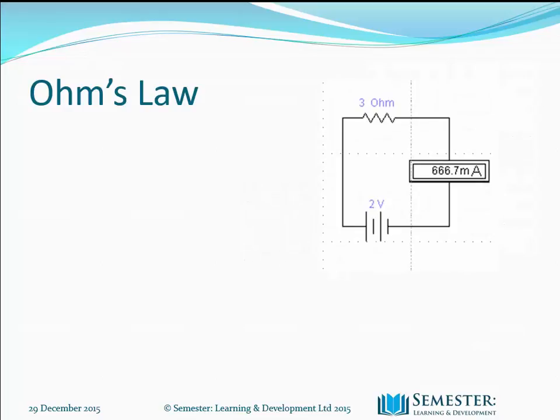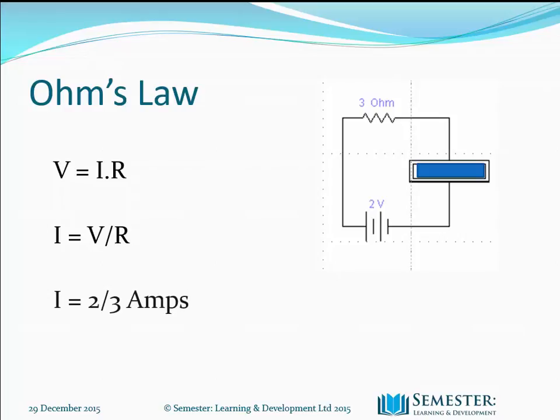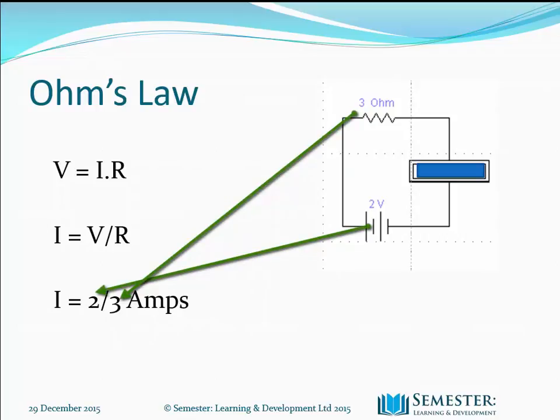So let's say we didn't know the value of the current in this particular circuit. We could use Ohm's Law to find it out. So at the moment we have V equals I times R. Let's rearrange that for I equals V divided by R. Let's input the values of voltage and resistance, and it gives us I equals 2/3 of an amp, which was in fact what we started with.